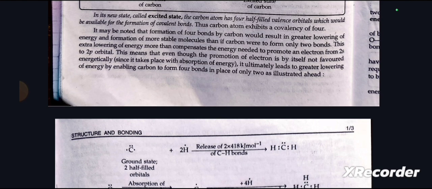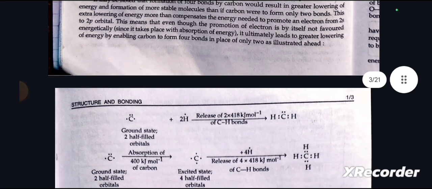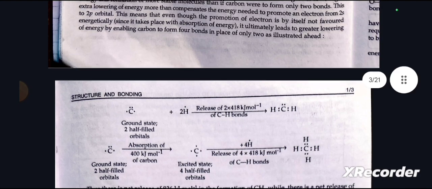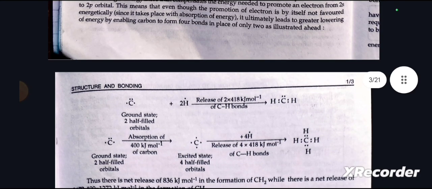This extra lowering of energy more than compensates for the energy needed to promote an electron from 2s to 2p orbitals. This means that even though the promotion of electrons is by itself not favored energetically, since it takes place with the absorption of energy, it ultimately leads to greater lowering of energy by enabling carbon to form 4 bonds in place of only 2, as illustrated ahead.